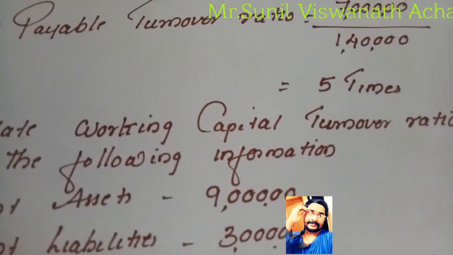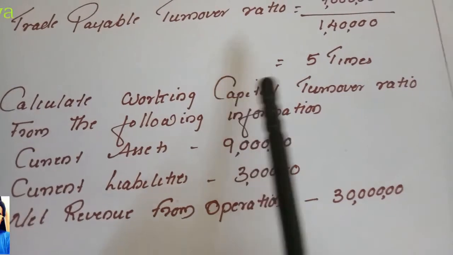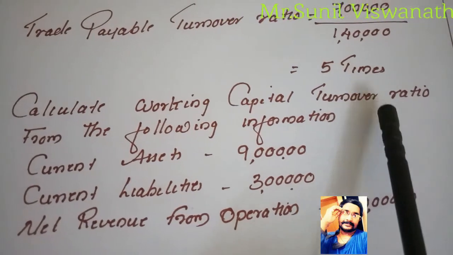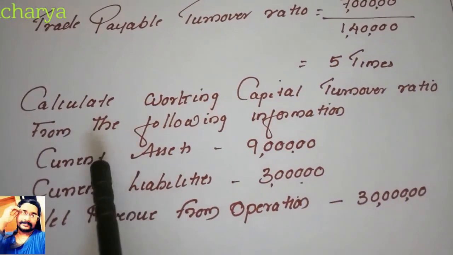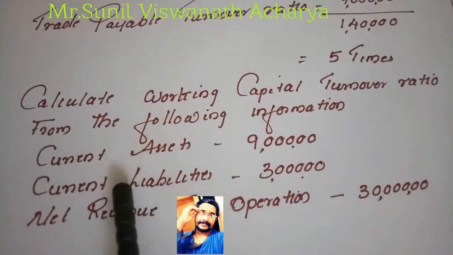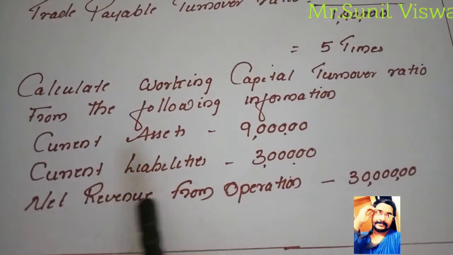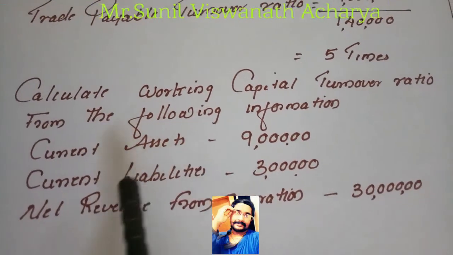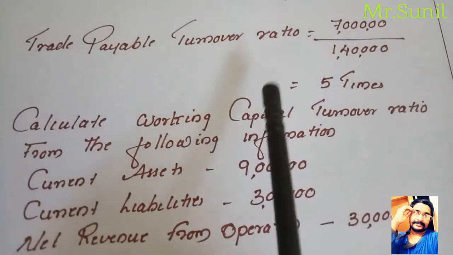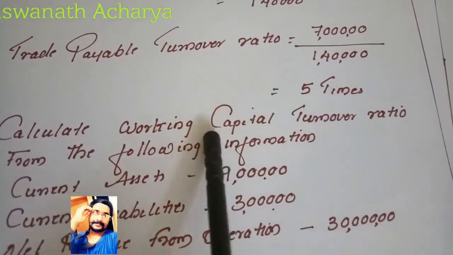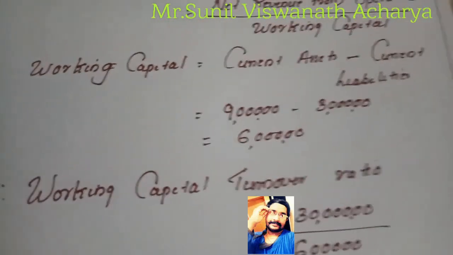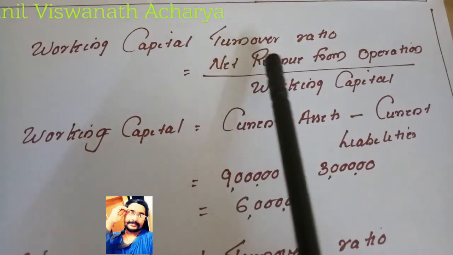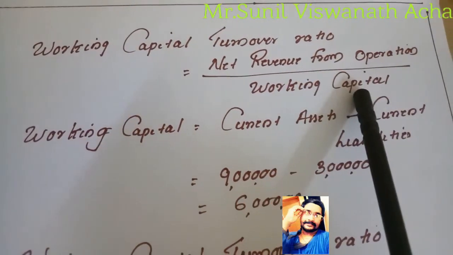Now let's take one more example. Calculate the working capital turnover ratio. Here, what do we have to calculate? The working capital turnover ratio from the following information. What is given? Current asset is 9 lakhs, current liability is 3 lakhs, and net revenue from operation is 30 lakhs. We know the equation: working capital turnover ratio is equal to net revenue from operation divided by working capital.